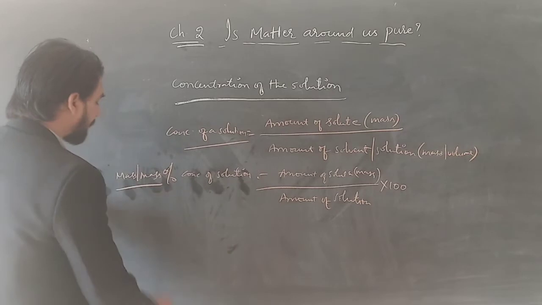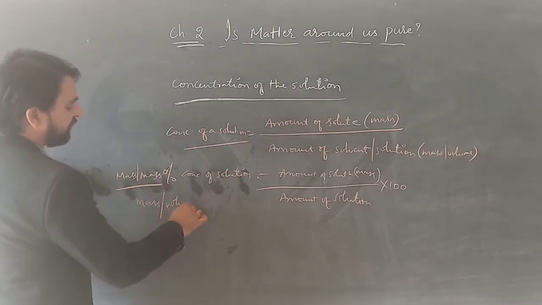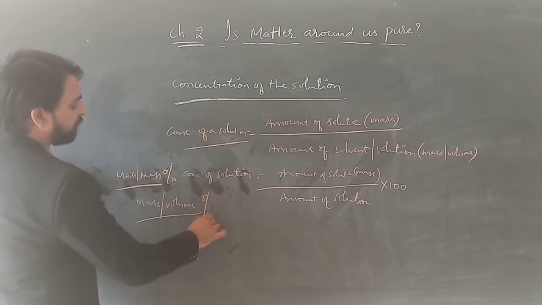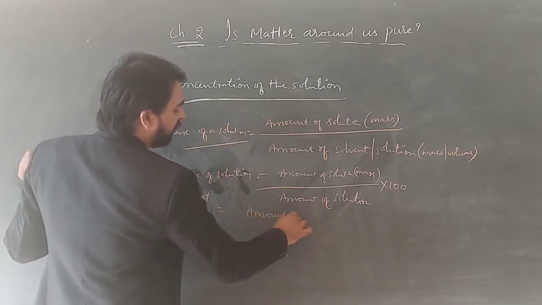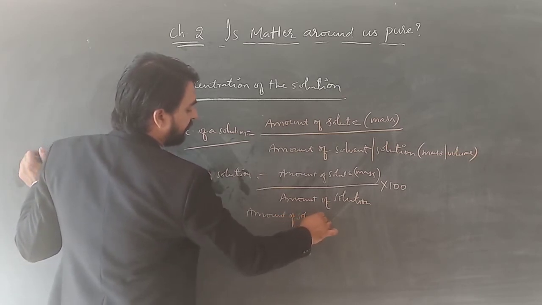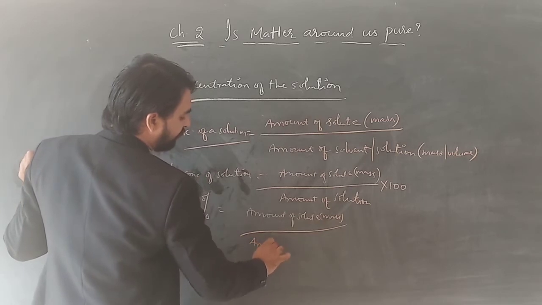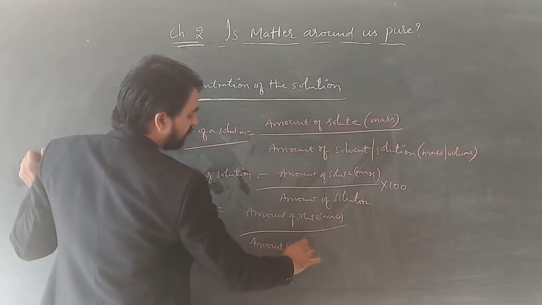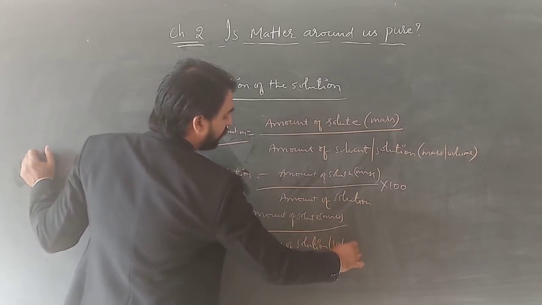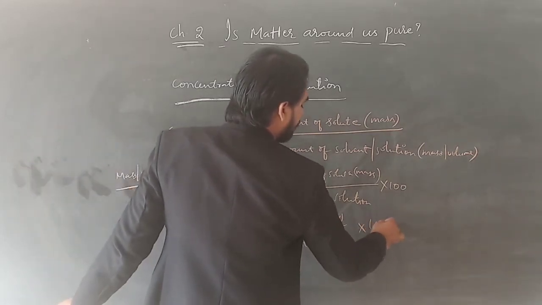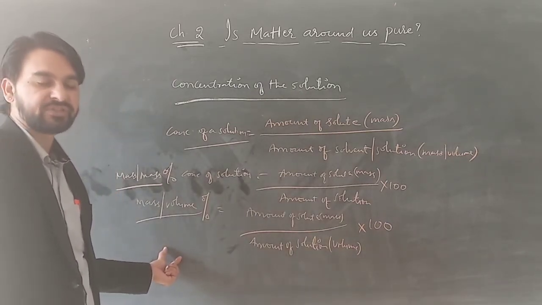If one is given as a mass and another one is given in terms of a volume, तो mass upon volume concentration will be the amount of solute given with the given mass, upon the amount of solution that is in terms of volume, into 100. ये मुझे देगा mass upon volume का percentage.